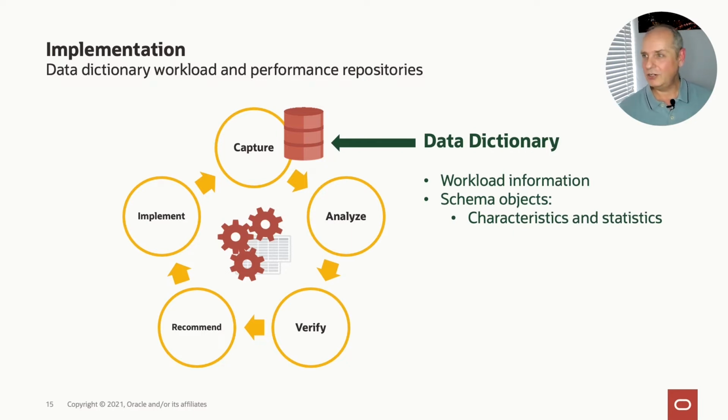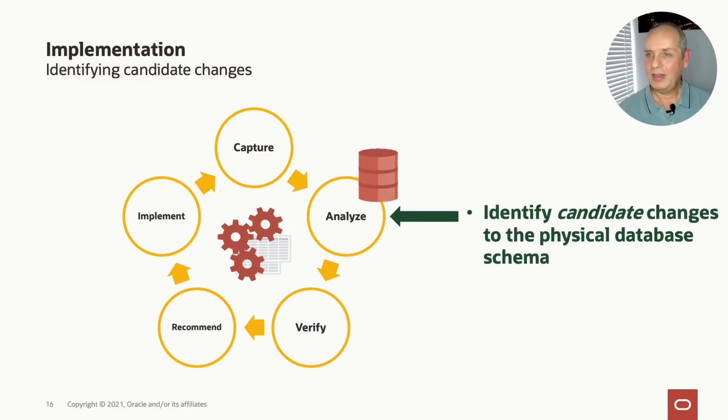We know that information. Of course, the data dictionary, by definition, knows the characteristics of those objects, but it also knows how big they are, how many rows are in there, and all those kind of good things. So we have a massive amount of information just waiting to be used in the data dictionary. We've had that there for a long time. So now we can make more use of that. So that's in the analysis phase, if you like. We have all this information that's stored in the data dictionary, and we run an analysis. So the engine, if you like, in the middle is identifying candidate changes to the physical database schema.